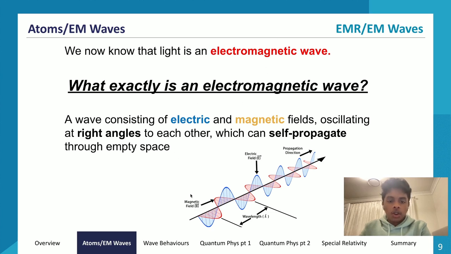If you look over to the bottom of our slide, we've defined an electromagnetic wave as a wave consisting of electric and magnetic fields oscillating at right angles to each other, which can self-propagate through empty space. Empty space indicates that it doesn't need a medium to travel through. And we know that electromagnetic waves, as per the name, have an electric and magnetic field within them. So this is what it would look like.